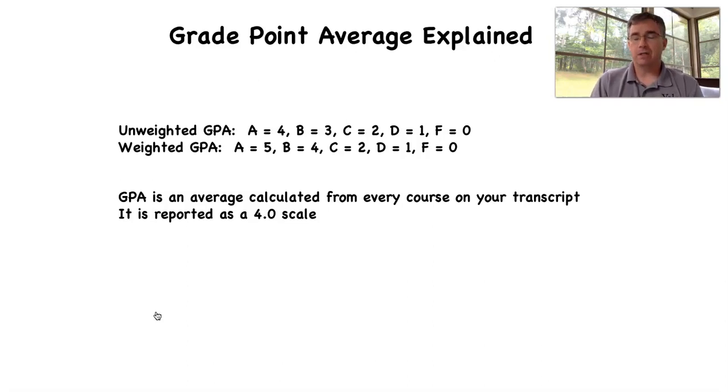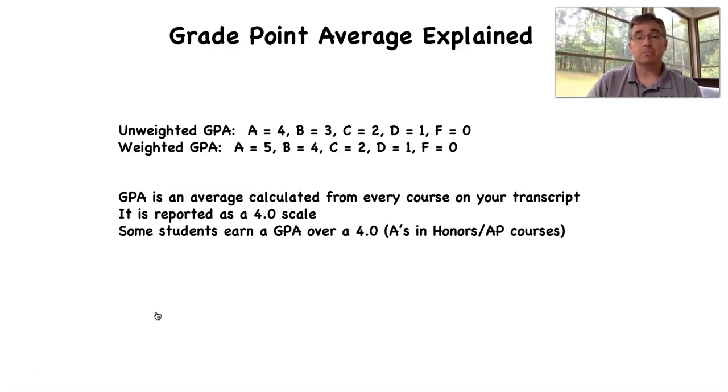So it is reported as a 4.0 scale. Like I said, there are some students that could have a 4.7 GPA on a 4.0 scale, but that indicates that they have taken honors and AP courses, many of them, and also done very well in them. Some students can earn a GPA over a 4, but that means they took honors and AP courses and got A's in those courses. That's the only way to get above a 4.0.